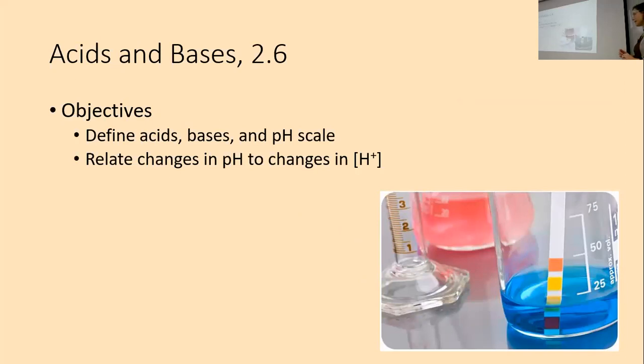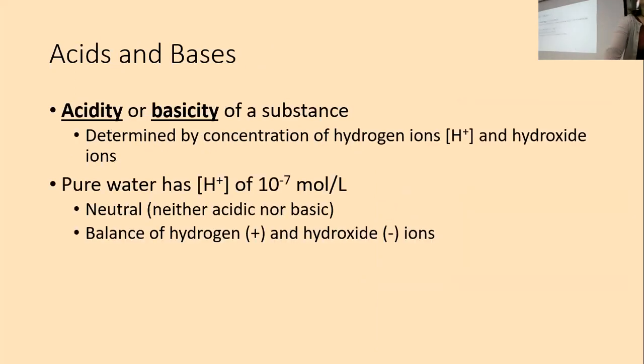Which gets us to acids and bases. Because as we will find, the relative proportion of those hydroxide and hydrogen ions is how we determine whether something is an acid or a base. So let's do that. Things can be acids or bases. We talk about the acidity or basicity of a substance, right? And so the acidity or basicity of a substance is determined by the concentration of those hydrogen ions, protons, and hydroxide ions in whatever substance, liquid, that we're talking about.